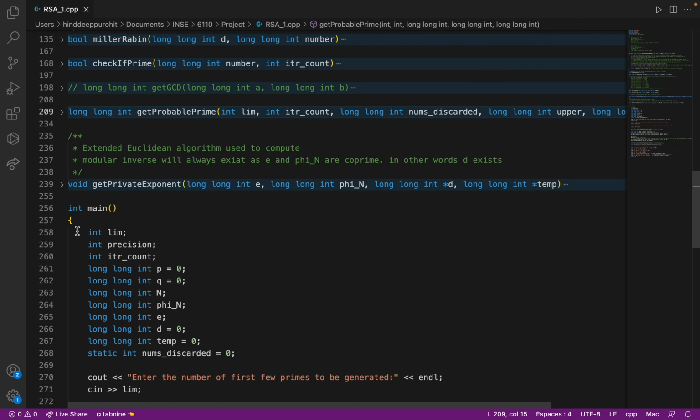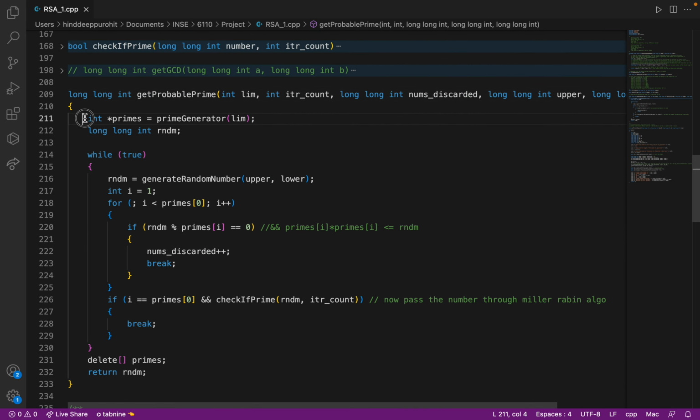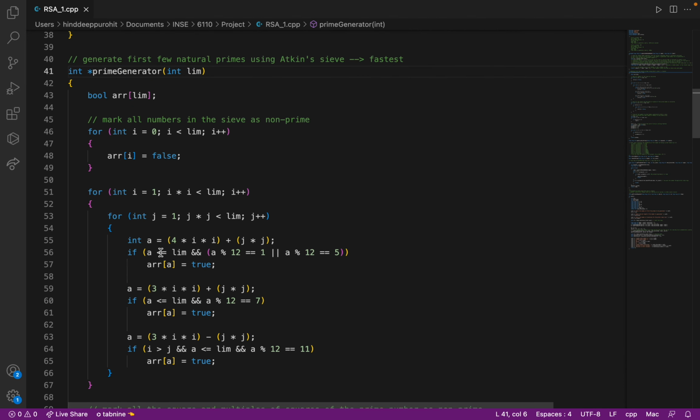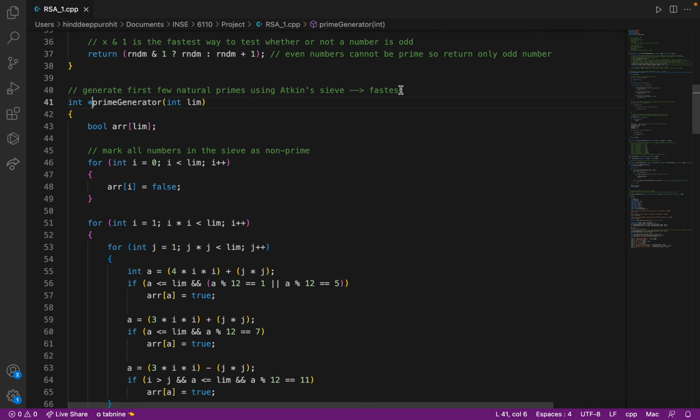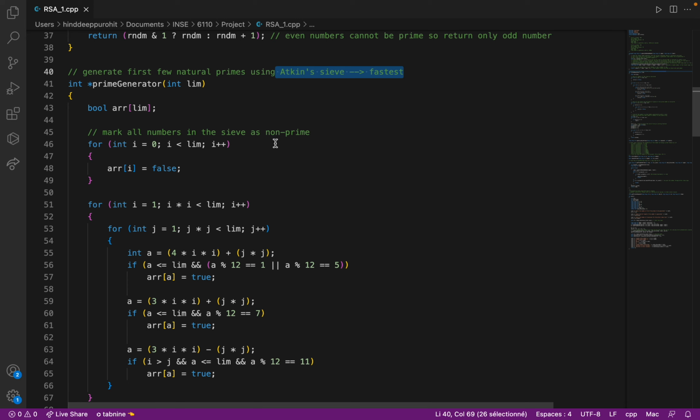If we navigate to this probable prime function, we see that we are first generating prime numbers. So let's jump to the prime number generator function. This prime number generator function uses Atkin's sieve to generate the first few prime numbers. We could have also used the Sieve of Eratosthenes in place of Atkin's sieve, but since Atkin's sieve is the fastest implementation, I'm going to use this sieve. I'm generating various prime numbers using this Atkin's sieve.